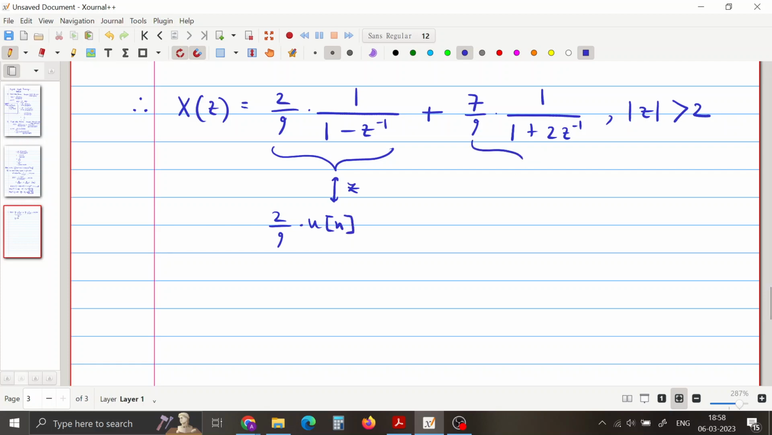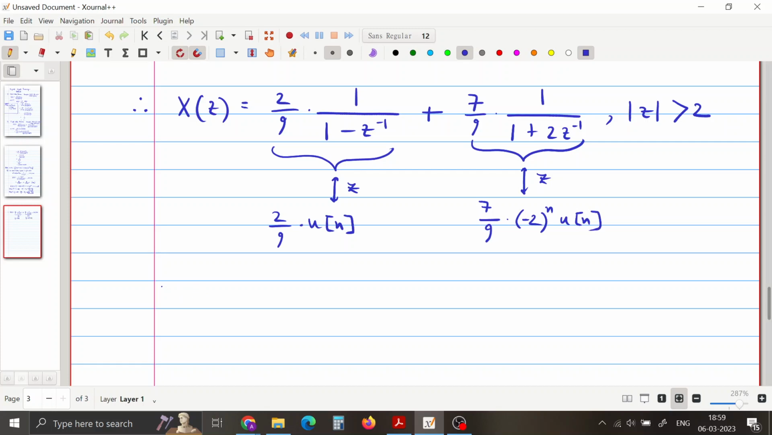Similarly for the second term, its inverse z transform is given by, the constant will again remain as constant, times. So here we have again z transform of the form 1 by 1 plus a z inverse. So here we have a plus term, plus is in a z inverse. So here a is minus 2. So what is a power n u of n? It's minus 2 power n u of n.